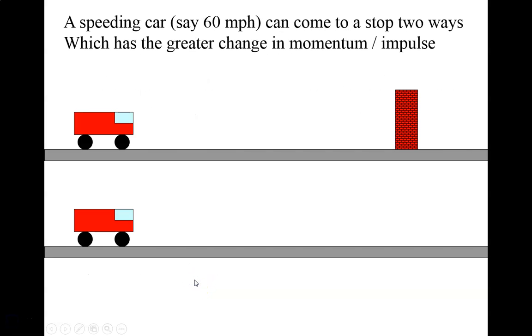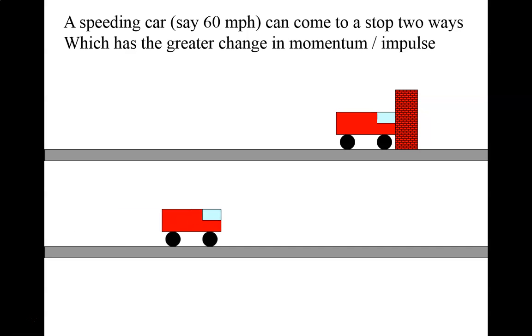Okay. So let's say we've got a car and it's driving 60 miles per hour. Let's say it can come to a stop two different ways. One, it can drive into a brick wall and stop very, very quickly. Okay, that's option one. Or two, it can apply its brakes and come to a stop much more slowly. Okay, which has the greater change in momentum? The one that went from 0 to 60 quickly, or the one that went from 0 to 60 slowly? Or is it the same?